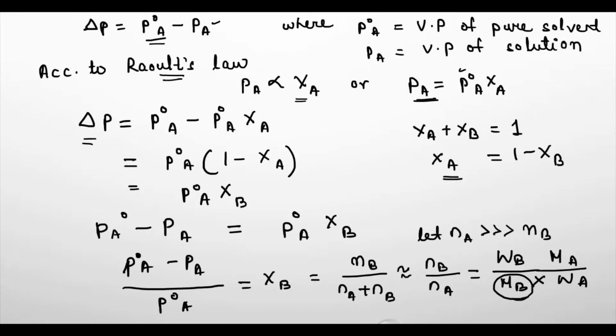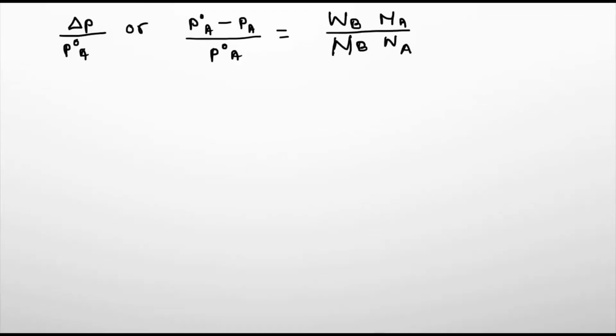Thus we can say that delta P by P naught A, or P naught A minus PA by P naught A, is equal to Wb into Ma by Mb into Wa, where Mb represents the molecular mass of the solute.